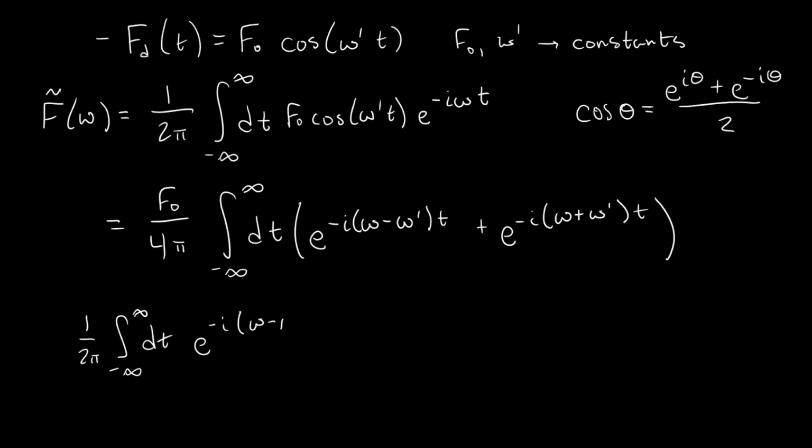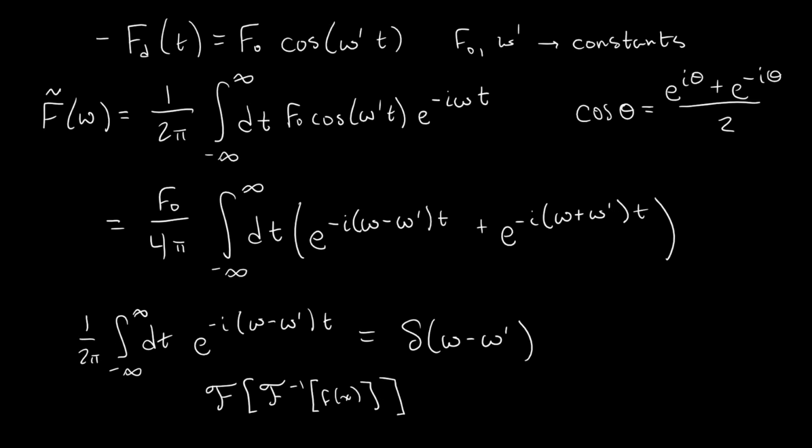Whatever this may be, omega minus omega prime t. This is just my delta function. This is what we found the definition of the delta function had to be in order to make sure that, I'll write it in this fancy way, the Fourier transform of an inverse Fourier transform of f of x is equal to f of x. This was how we found this Dirac delta function: we took the Fourier transform of an inverse Fourier transform, and that should give us the same thing that we started with.